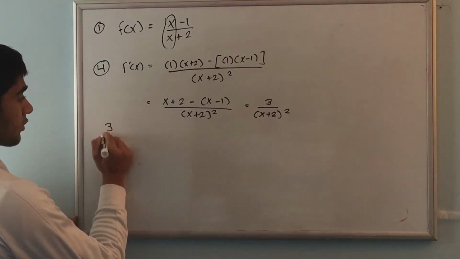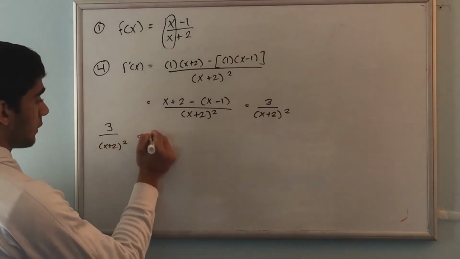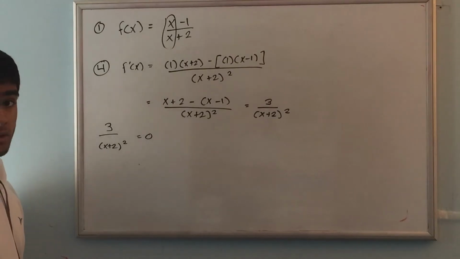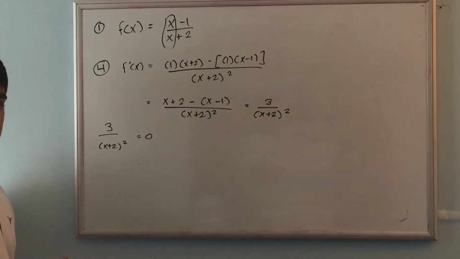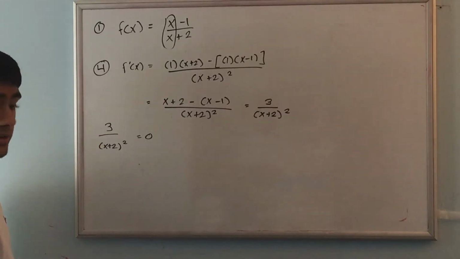So we want to set 3 over (x plus 2) squared equal to 0. But notice that the derivative can never equal 0, because in order for it to equal 0, the numerator has to be 0, while the denominator has to be a number. But in this case, the numerator is a 3, and the denominator cannot be equal to 0, since we can't divide a number by 0.